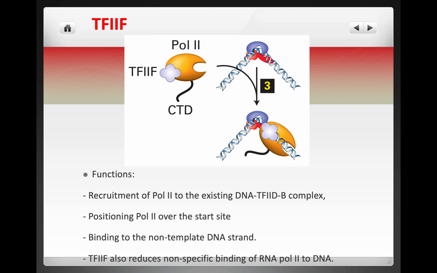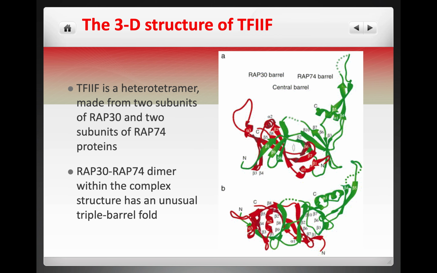Alright, so let's move on to the next one. So we have TF2F. We know that TF2F, again, what is its function? The recruitment of polymerase 2 to the existing DNA-TF2DB complex, positioning polymerase 2 over the start site and binding to the non-template DNA strand, and also sometimes reducing non-specific binding of RNA polymerase 2 to DNA.